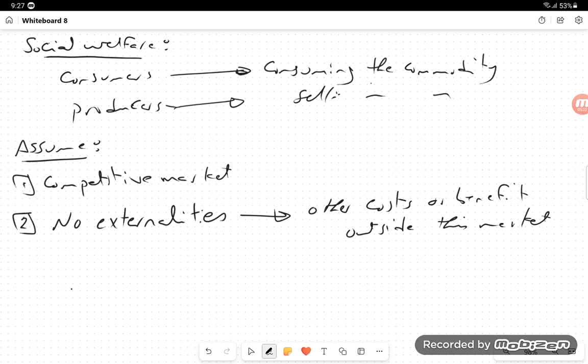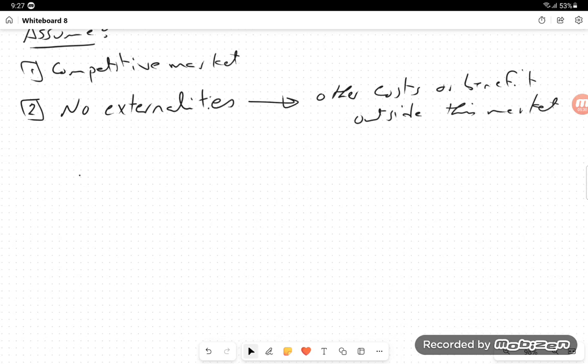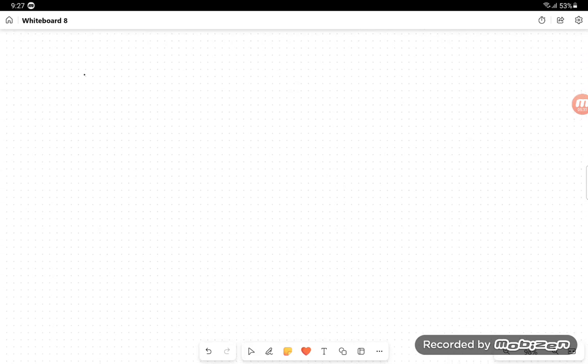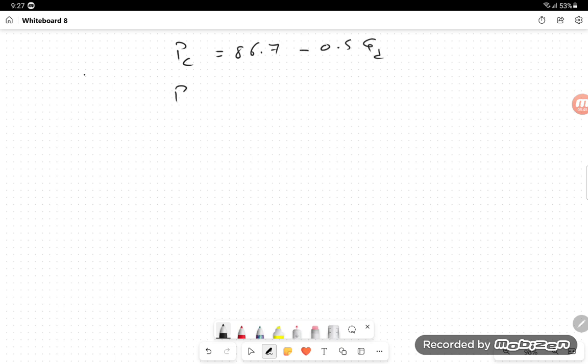So let's start with finding the equilibrium price and quantity for coal in this market. Given the demand and supply functions, or the inverse demand and supply functions, the price of coal equals 86.7 minus 0.5 QD, and the price of coal equals 6.6 plus QS. So this is the inverse demand function, and this is the inverse supply function.